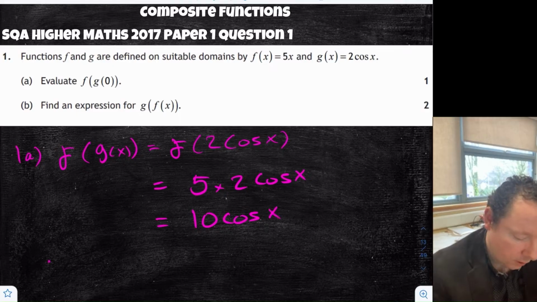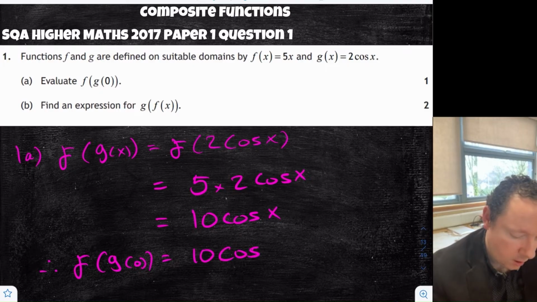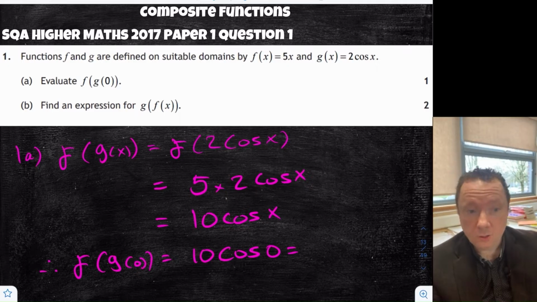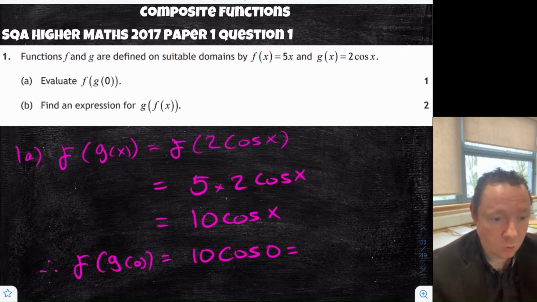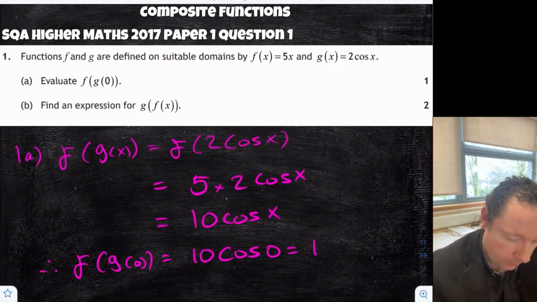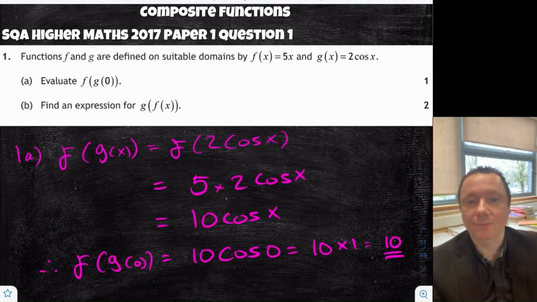And therefore, f of g of 0, subbing 0 into this, you get 10 times the cos of 0. The cos of 0 is 1, so that means you've got 10 times 1, which is just 10. And we're done there.